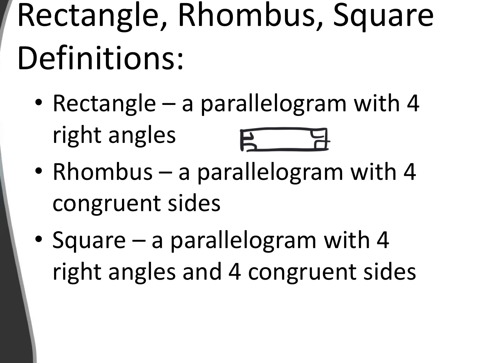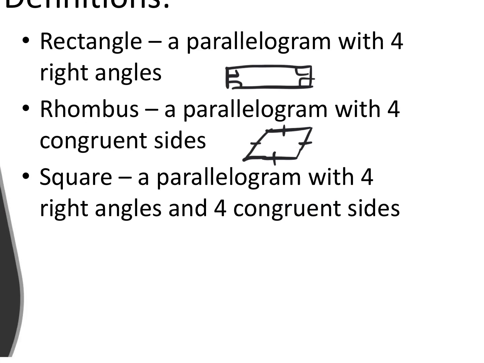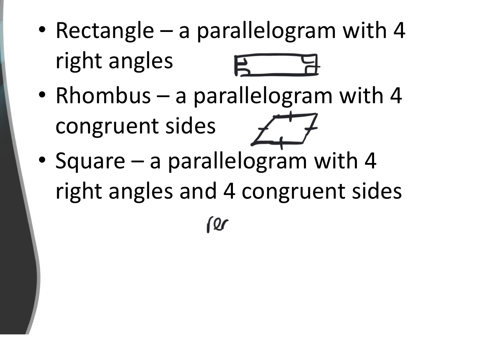A rhombus is a parallelogram with 4 congruent sides. 9 times out of 10, guys, your rhombus is going to look something like this. And it's going to have congruence marks where? Where are its congruence marks? On the sides. And they're all the same congruence mark. Okay? Yeah.